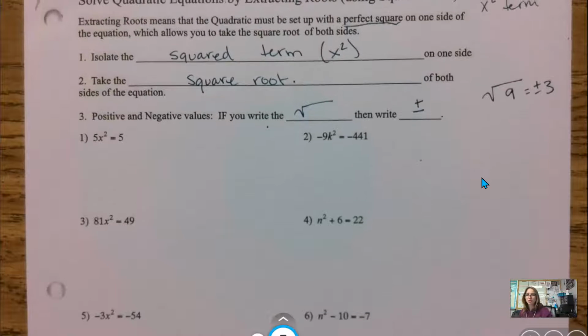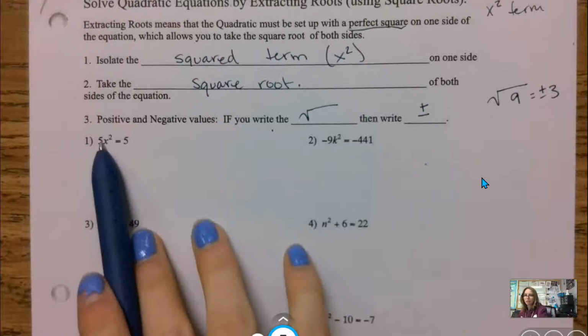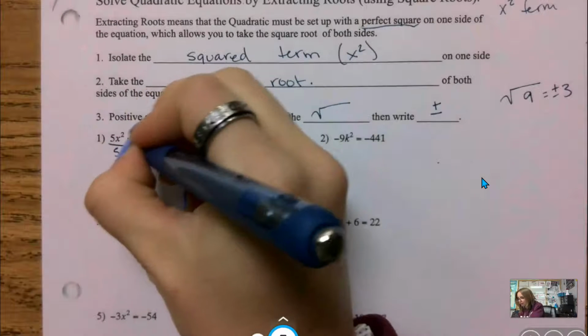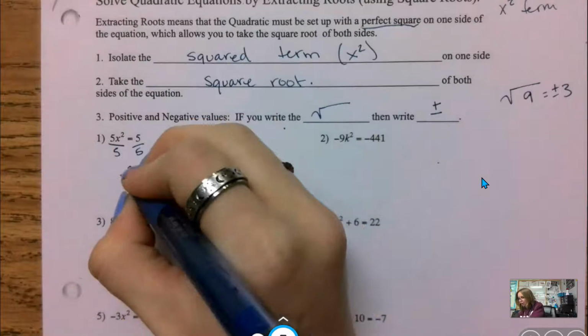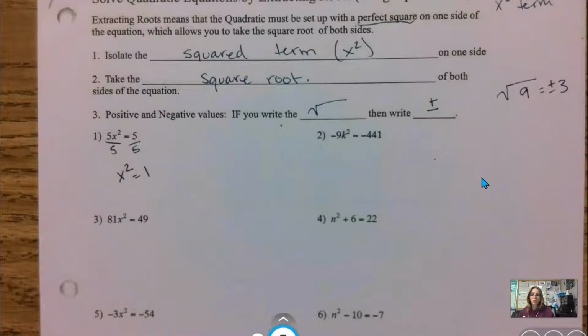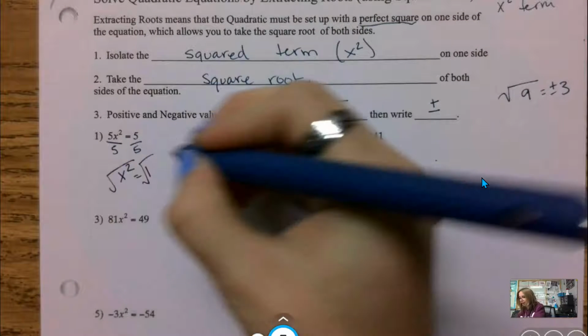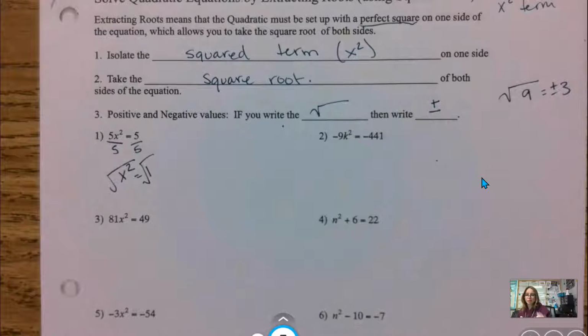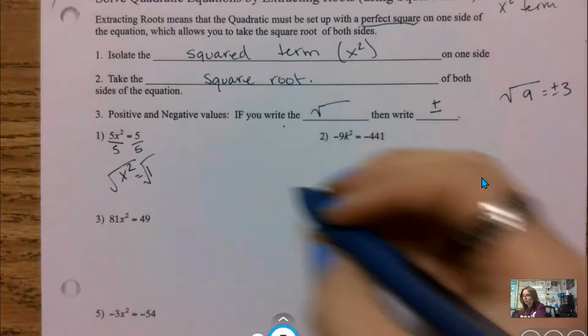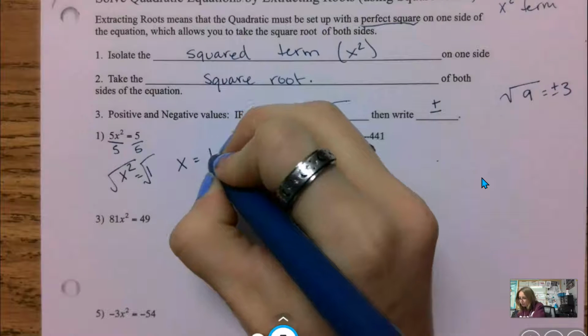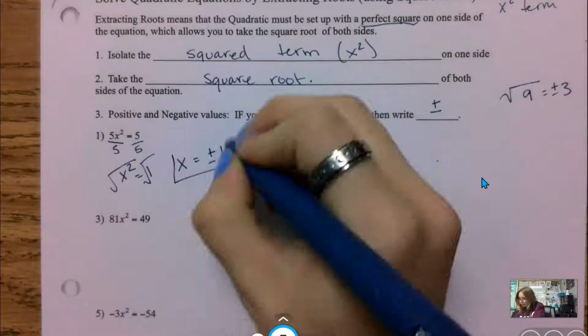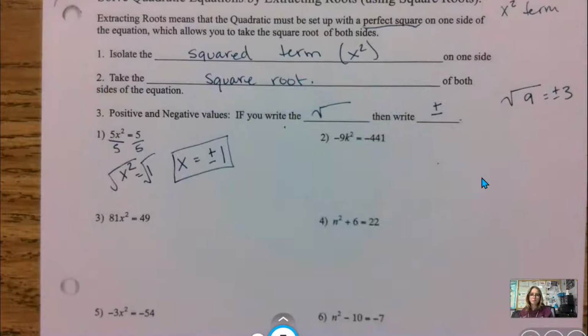So first we need to isolate the squared term, so we need to get x squared by itself. So we can divide both sides by 5. And now we have x squared equals 1. Well, we want to get x by itself, so we're going to take the square root of both sides, and when we do that, the square root of 1 is 1. So x will equal positive or negative 1. Alright, so there's that one.